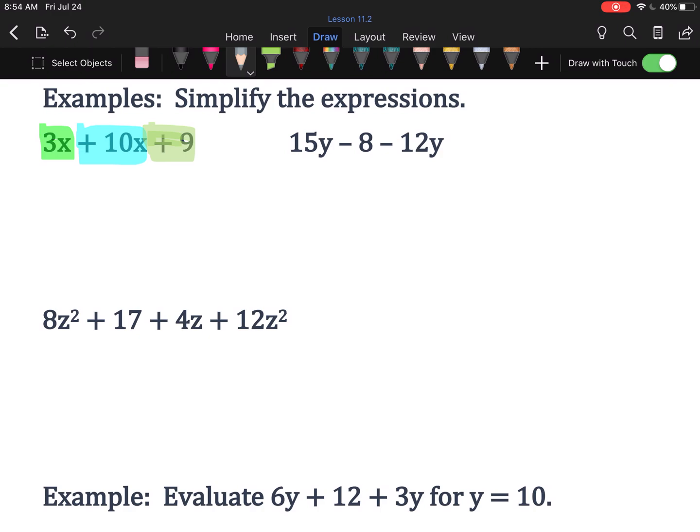Now, if I have 3 x's and I immediately grab 10 more x's, don't I just have 13 x's? And if I have 13 x's, why would I write it anything other than 13 x's? This is combining like terms, putting together things that should have been together in the first place.